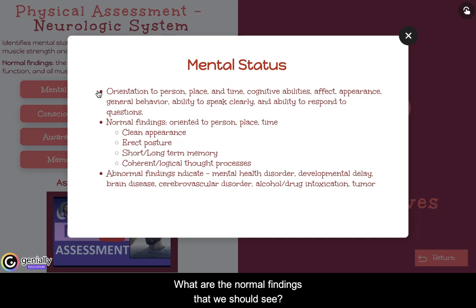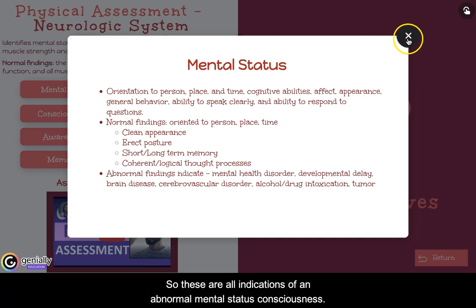What are the normal findings that we should see? That the patient is oriented to person, place, time. They have a clean appearance. They have an erect posture. They have a good short-term and long-term memory. Their thought processes are coherent and logical. Abnormal findings, what are these? They indicate mental health disorder, developmental delay, brain disease, cerebrovascular disorder, alcohol and drug intoxication, or a tumor. So these are all indications of an abnormal mental status.